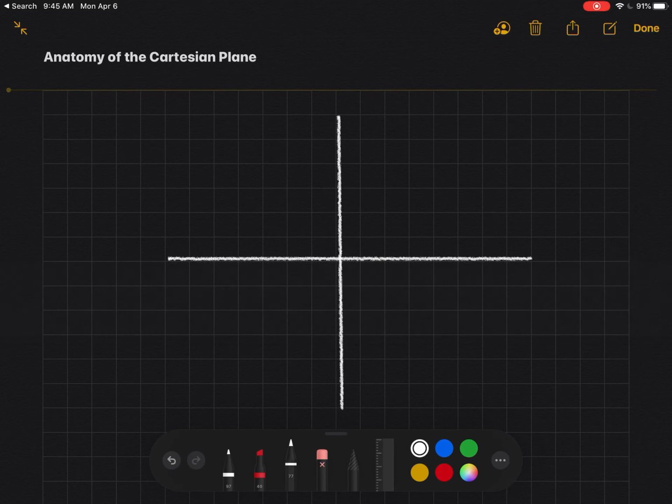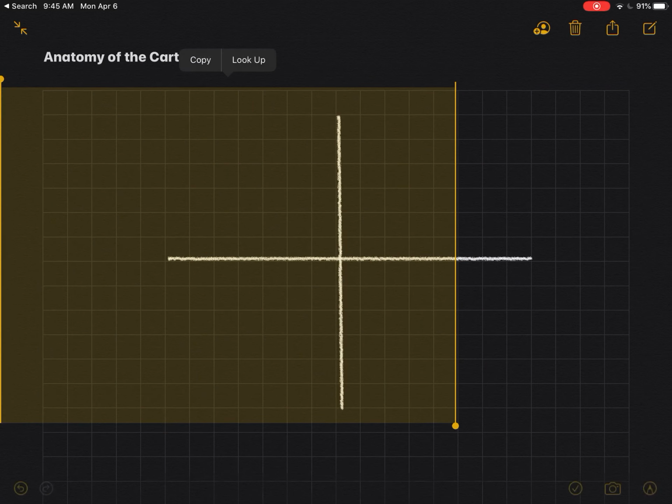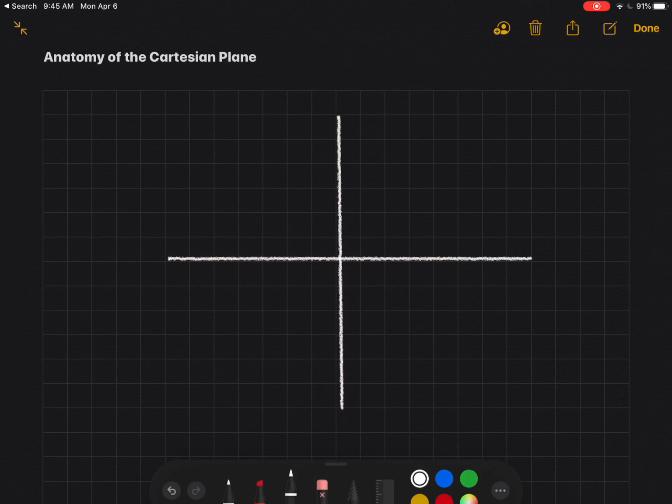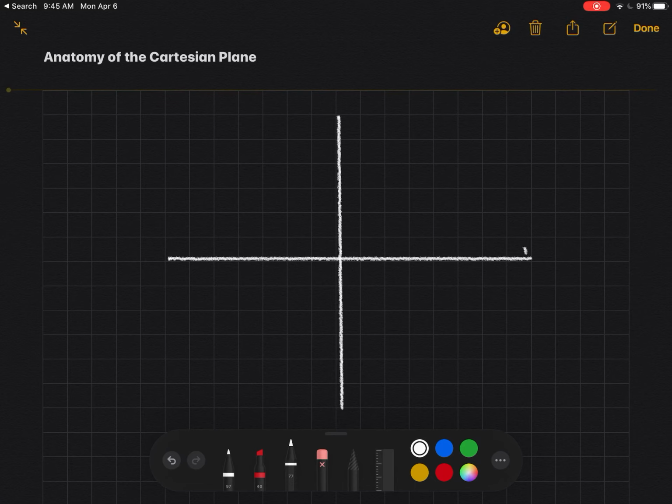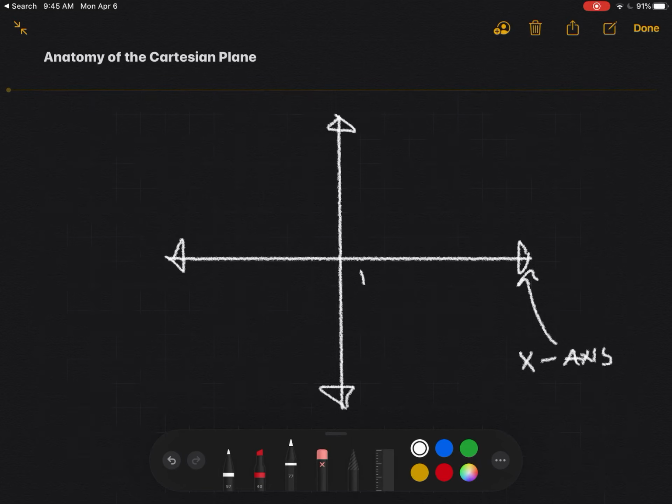And then I have a horizontal line here. And I'm going to draw some arrows. Oops. Yikes. Don't do that. Okay. I'm going to draw some arrows on the ends of my number lines here to show you that these go off and off into infinity. So on my number line, we would call this one here the x-axis.